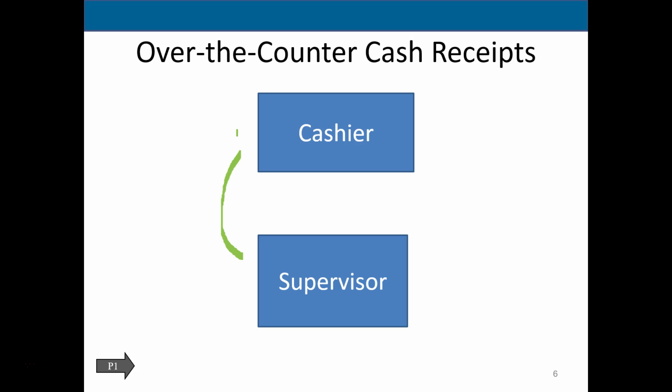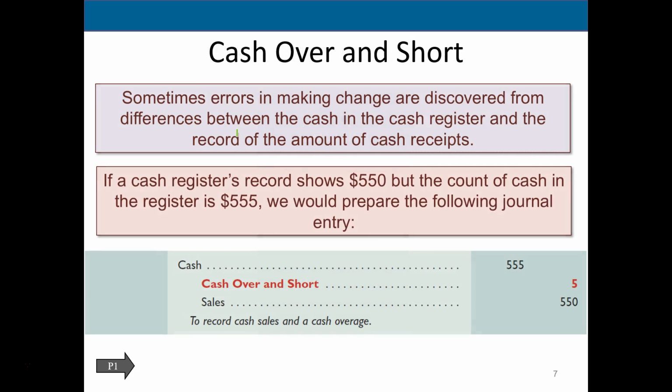These are types of things that we can go over. Cash over and short account. Sometimes errors in making change are discovered from differences between the cash in the cash register and the record of the amount on the cash receipts. So if a cash register recorded 550, but the count of the cash in the register is 555, we would prepare the following entry. So note, when we go to the bank, we have 555. We're going to deposit that in the bank. But the sales receipts from the register separately say only 550. Therefore, there's a difference, and we're just going to put that into this account called cash over and short in order for our debits and credits to be equal.